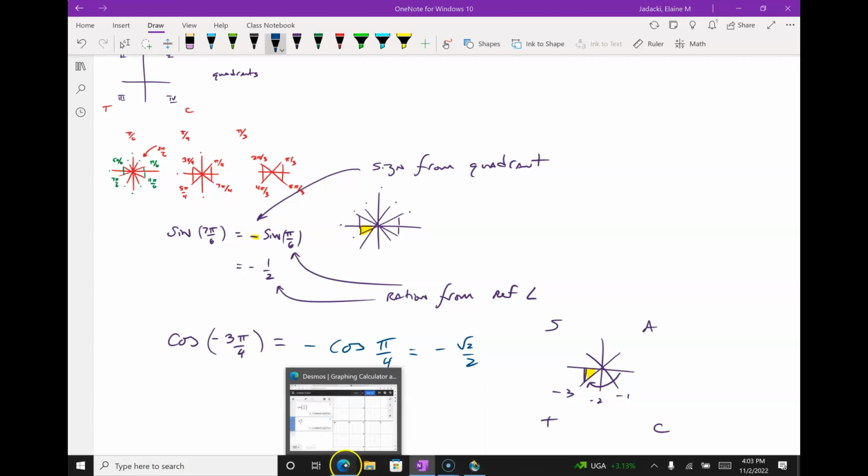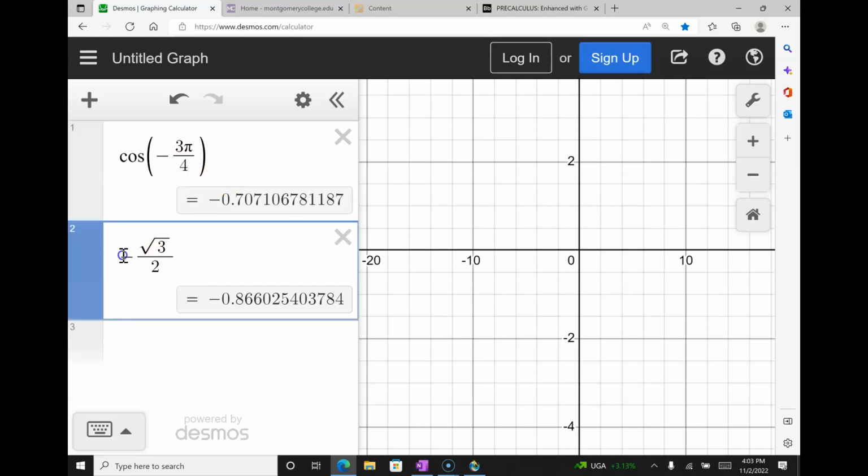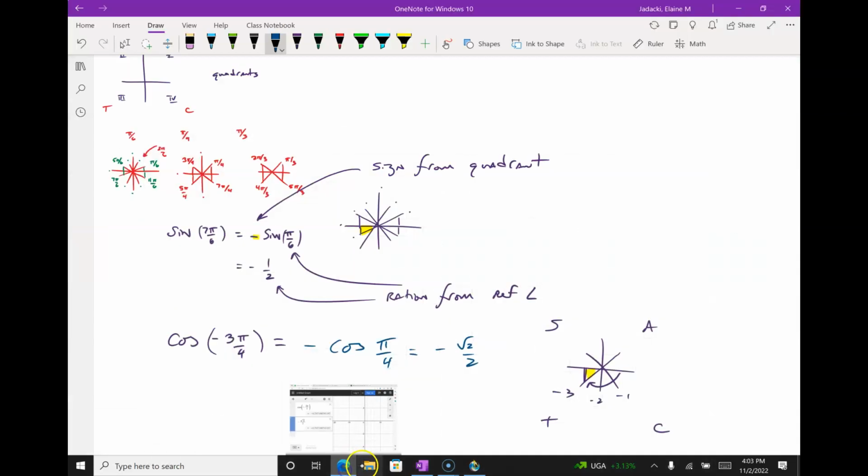Let's look at that on Desmos. Cosine of negative, what did I say, 3 pi over 4? And I got the negative of square root of 2 over 2. Boom. Let me give you some problems in this section.